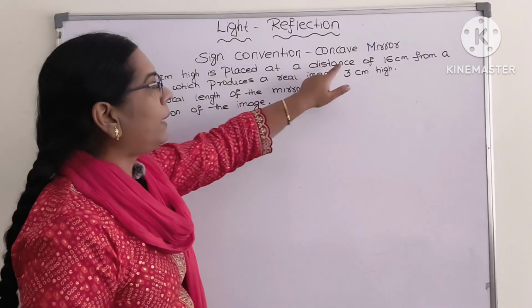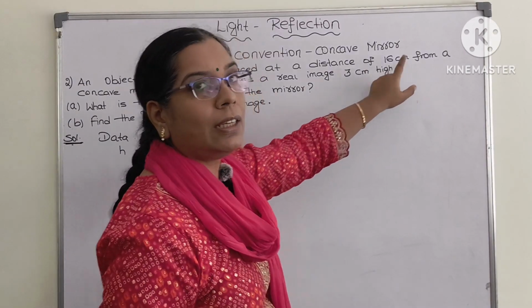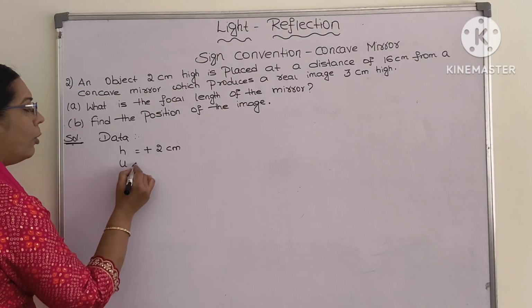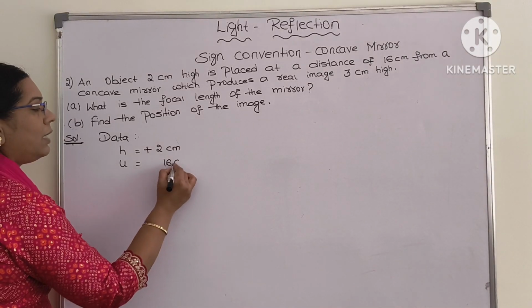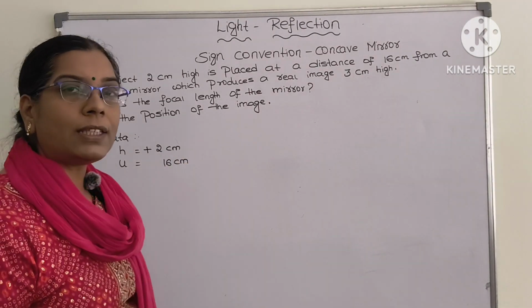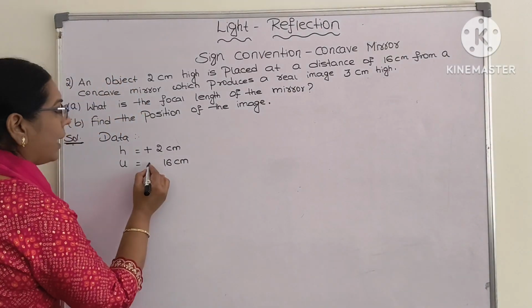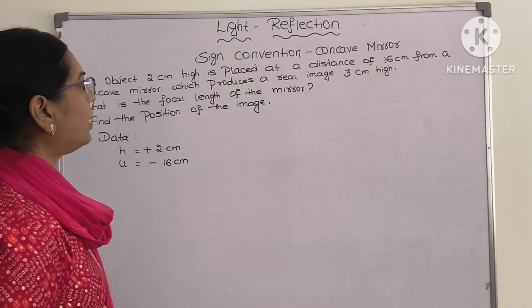An object is placed at a distance of 16 centimeters from the mirror. So now they are talking about U. It is 16 centimeter. And how do you place an object? In front of the mirror on the negative x-axis, and hence negative sign.